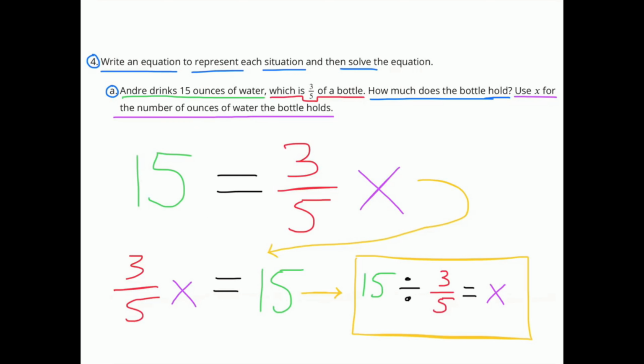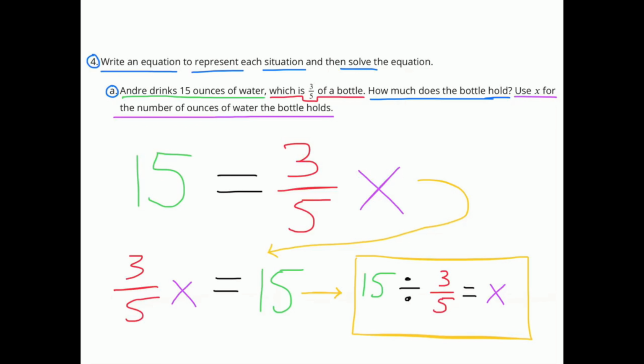Number 4. Write an equation to represent each situation and then solve the equation. A. Andre drinks 15 ounces of water, which is 3/5 of a bottle. How much does the bottle hold? Use X for the number of ounces of water the bottle holds. 15 equals 3/5 times X. That can be rewritten as 3/5 times X equals 15.